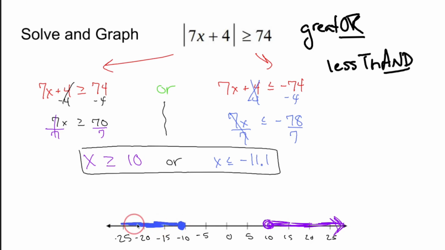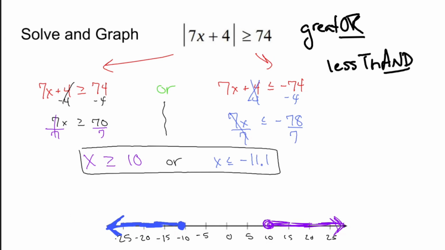What this means is I can choose any number in either of these shadings. I can pick 20, I can pick 1,000, I can pick negative 20, I can pick negative 1,000, and plug it into that guy up there. If I were to pick 20, 7 times 20 is 140, and 140 plus 4 is the absolute value of 144, which is still greater than or equal to 74. So all of these guys work.